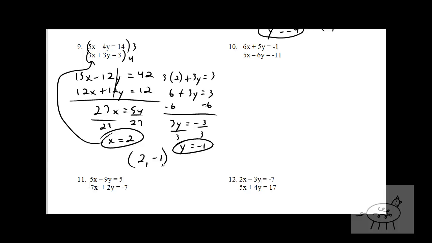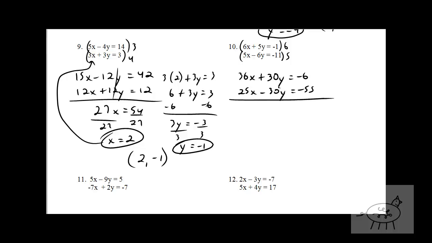Alright. So number 10, I'm going to get rid of the y. I can see it right away because the x's are pretty much the same size as the y's, but the y is already opposite, so I don't have to multiply it by anything negative. So that's pretty sweet. So I'm going to multiply this one by 6 and this by 5. Sweet. So 36x plus 30y equals negative 6, and 25x minus 30y equals negative 55.